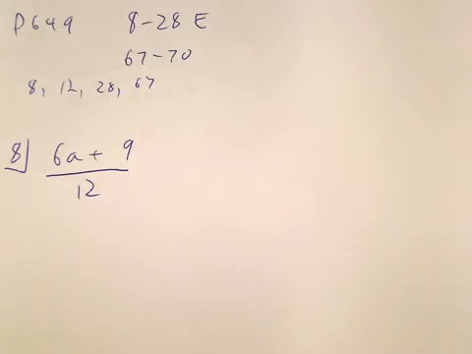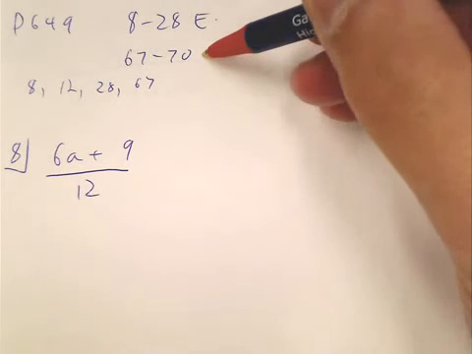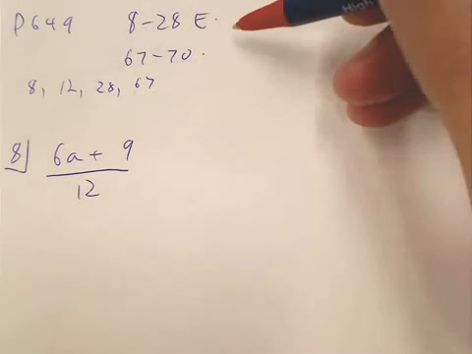Okay, here's your assignment for today. I want you to work on it in class. We're going to go over some of them together. We're going to do 8, 12, 28, and 67. So your assignment is 8 through 28 even, and then 67 through 70, a little review of factoring with the number in front of the squared term. So let's go ahead and get started.